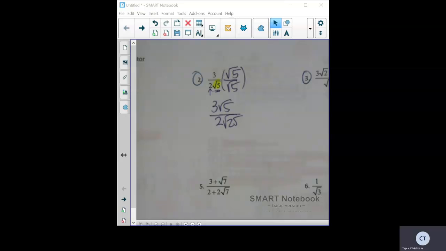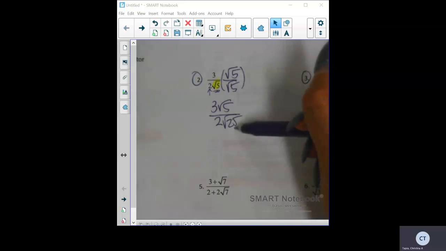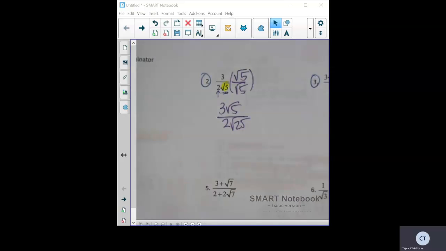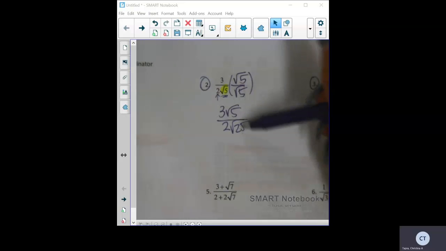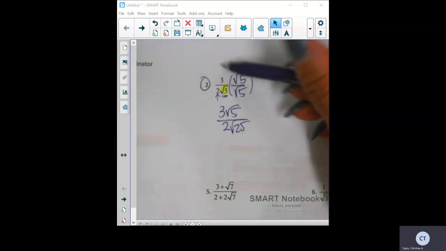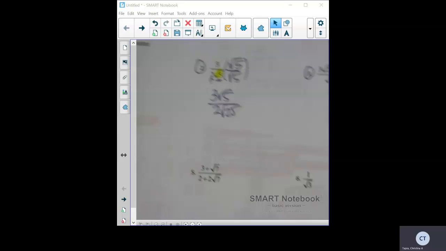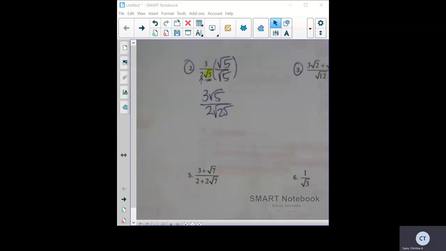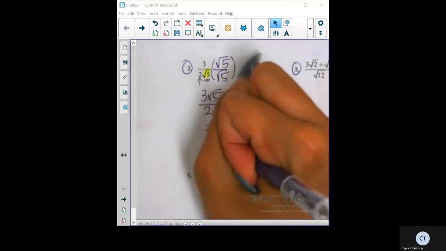I have a lot of students here who love using the quotient or the dividing rule for radicals, and they say, oh, Ms. Tapia, you can divide these. And I'm like, yes, you can, but don't do it. If you were to divide both of these, you're going to end up right back where you started. What could you do differently instead of dividing? Go ahead, Joseph. What is a square root of 25?